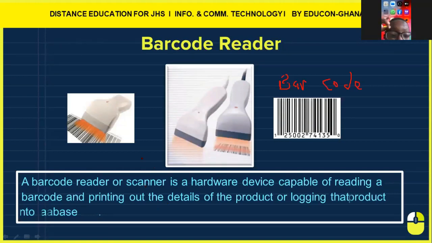So now we are saying that a barcode reader, or a scanner, is a hardware device capable of reading a barcode and printing out the details of the product or logging that product into a database. So there's a database system that it will read the data and then send it to, so that the data can be processed, like to know the name of the product, the price and all that. So it is normally used with a database management system to operate.